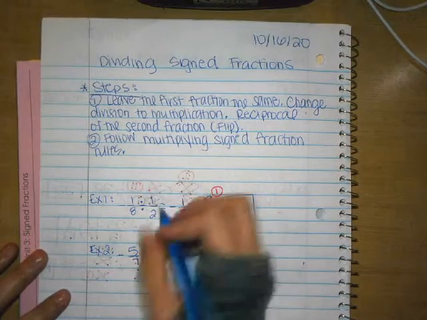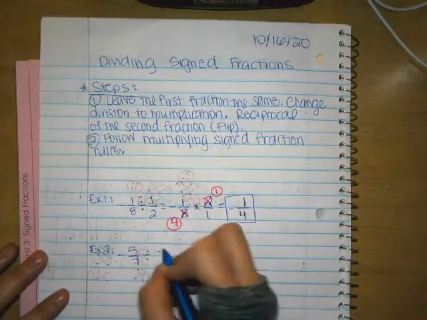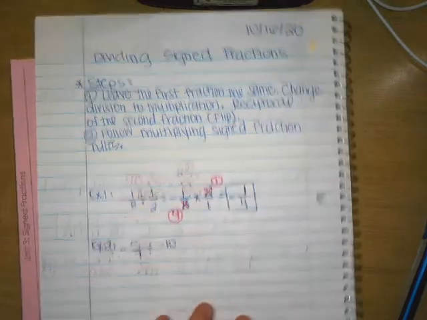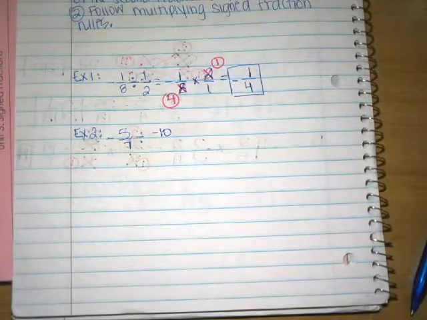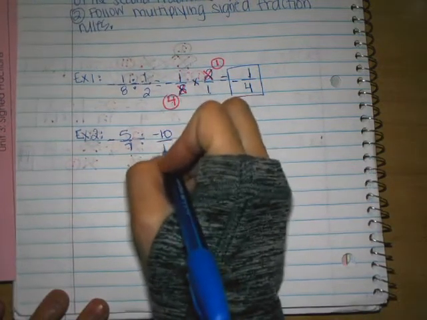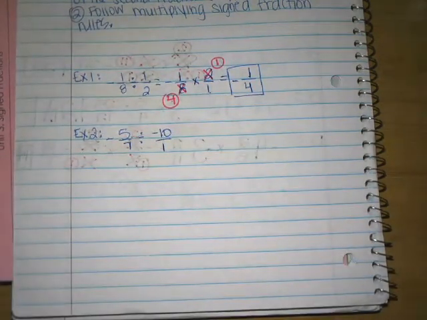-5/7 divided by -10. Now, before I can do anything, what must I do? Make 10 an improper fraction. Good. How do I make 10 an improper fraction? Put it over 1. If you do not do that step, you have the potential to get it wrong, and I see it all the time. You must put the 10 over the 1 before you do your leave, change, flip. Okay, everyone do your leave, change, flip for me.